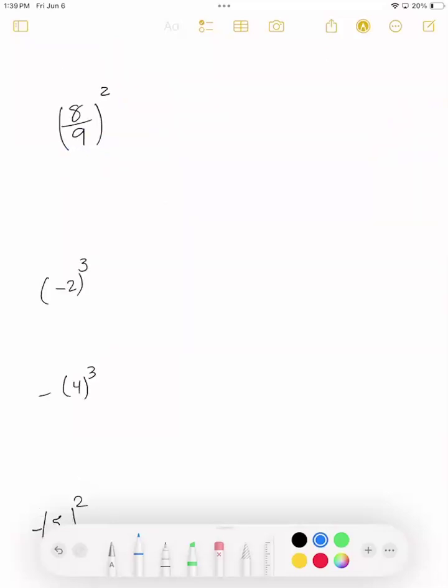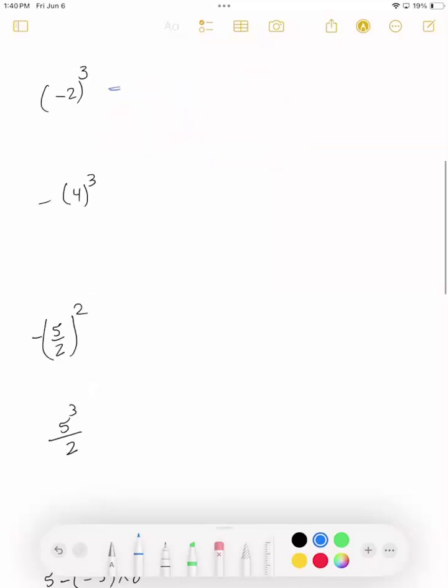When we have a fraction being raised to the power 2, it is no different. That means multiply what is inside the parentheses by itself twice. If this is 3 over 8 over 9, so top, bottom: 8 times 8 is 64, 9 times 9 is 81, and you can't reduce this anyway.